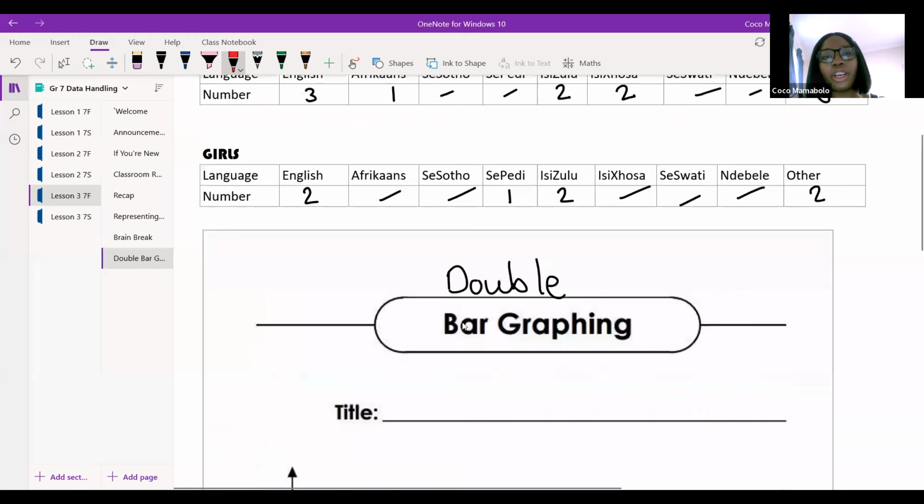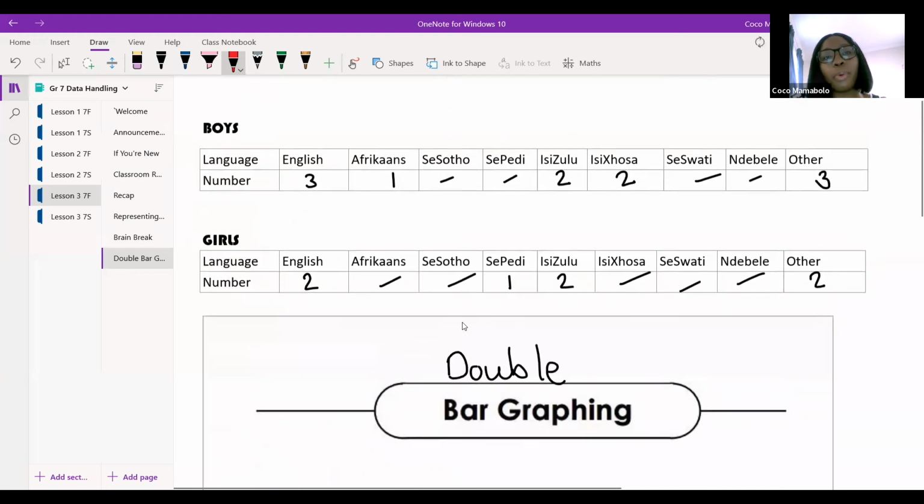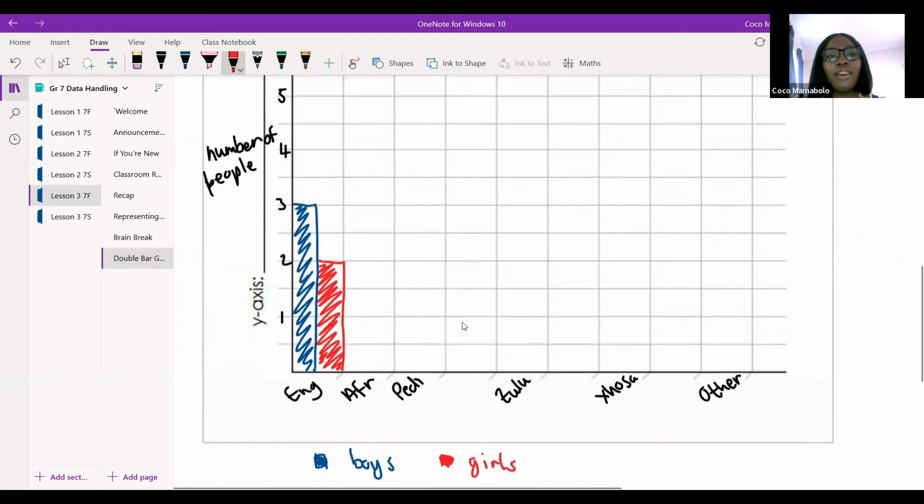Now, if we look at Afrikaans, I've only got 1 boy who speaks Afrikaans as a first language, as a home language. So I'm gonna skip some space because it's still a bar graph. And remember, guys, my bar graphs are not allowed to touch each other. So there's still that space in between, and only 1 boy. Why am I going all the way to 2? Just 1.